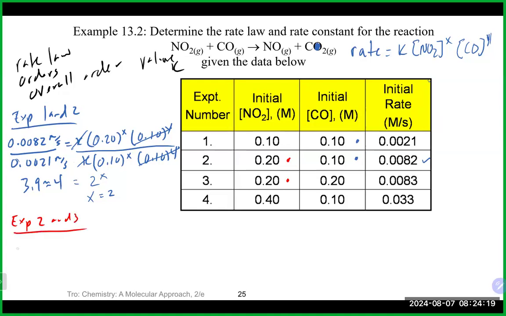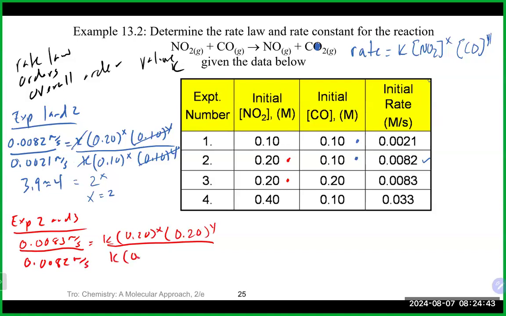And here we're going to go with, I guess 3 is slightly larger, 0.0083 molar per second up on top, K, 0.2 to the X, 0.2 to the Y. Putting number 2 on the bottom there, 0.0082, K, 0.2, and 0.1 here to the Y. When we do this, basically we get 1. Again, our K's will cancel. These guys completely cancel. And when we do that, it's going to give us a 2 to the Y.